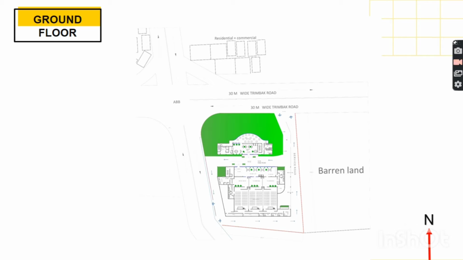Ground floor. After entering, the road will lead to the drop-off point. Here, there are two building blocks: on the right, the hotel lobby, and on the left, the convention block.